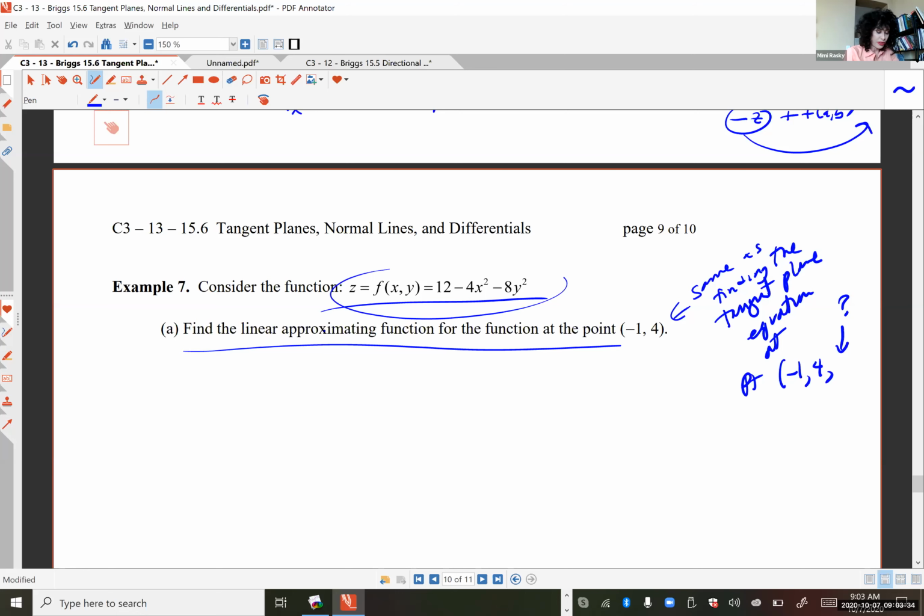You've got some surface here. This looks like an upside down paraboloid. Anybody know how to get this z coordinate for the point? Just plug those into the function. Good. Yeah, your z coordinate will be f evaluated at -1, 4. So I'll just put f evaluated at -1, 4.